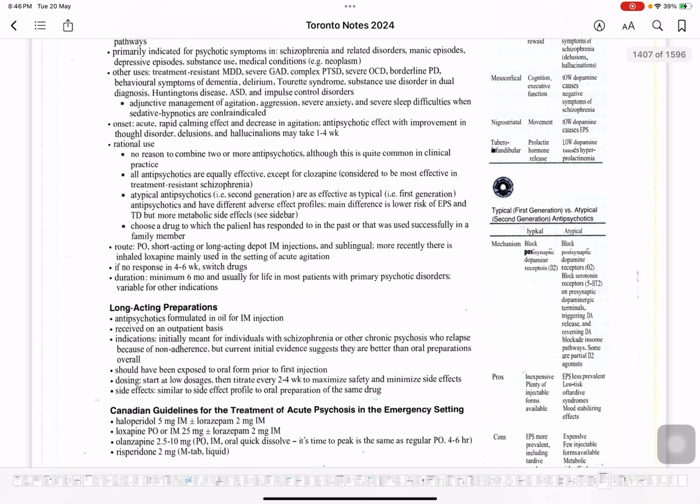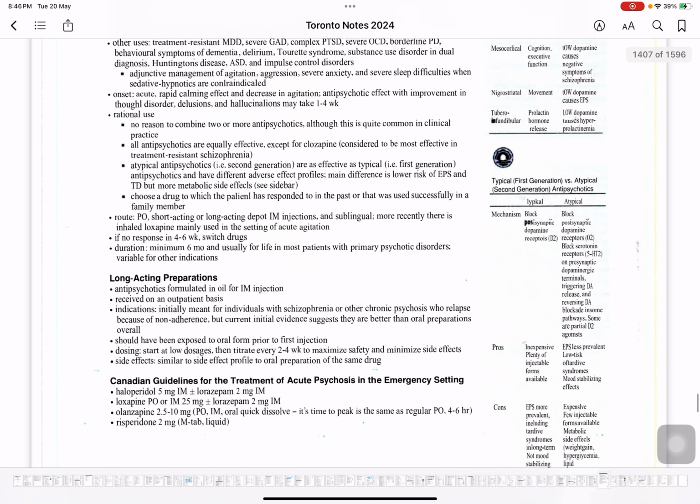Choose a drug to which the patient has responded in the past or that was used successfully in family members. This is also another question, I would say. They may give you an exam case scenario where a previous family member was treated with certain drugs and his or her symptoms were well controlled with that medication. Now what medication are you going to give this patient? If there is no other additional information given, consider giving that particular medication to the same person because it has worked in the family member as well. So this is another question, okay?